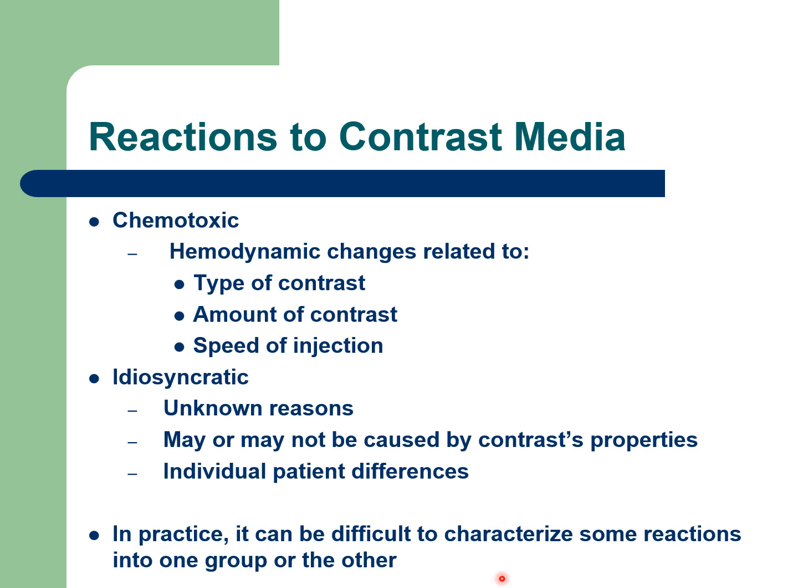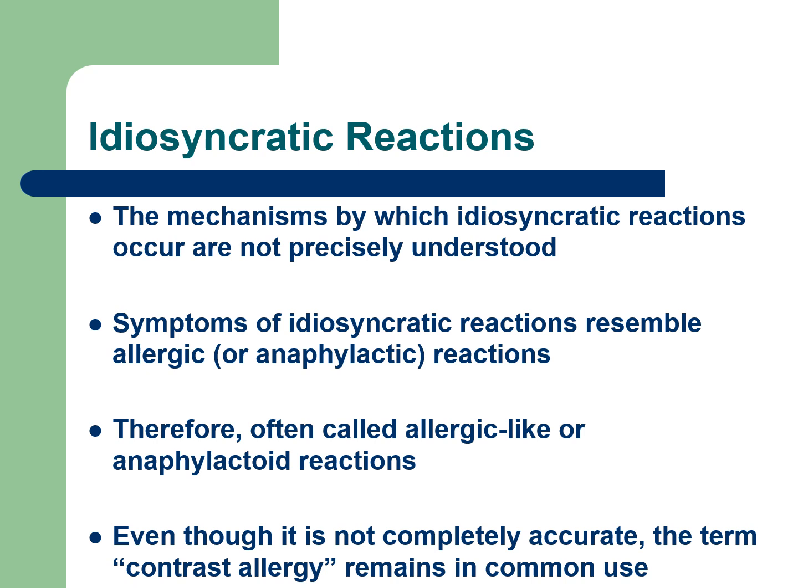In practice, it can be difficult to tell the difference between one reaction group and the other. So we have to be ready. The mechanism by which idiosyncratic reactions occur is not precisely understood. I mean, we can say physical, emotional, and mental. Symptoms of idiosyncratic reactions resemble allergic reactions or anaphylactic. Again, a true anaphylactic reaction is a reaction that happens when the body has been exposed to something, a foreign material that it does not like, and then the next time it sees it, it overreacts.